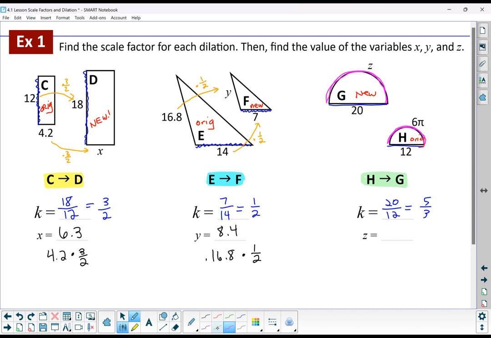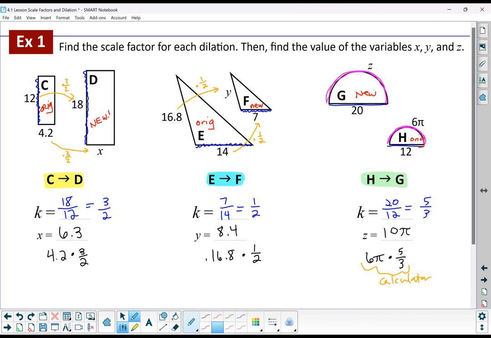So the scale factor tells me that each length in this shape is multiplied by 5/3. So to calculate the length of Z, we need to take the original length and multiply it by that scale factor of 5/3. And when we do that, we find out that Z is, whoops, don't know why I wrote 2, Z is 10 pi. And you can get that, of course, from just inputting this into your calculator.